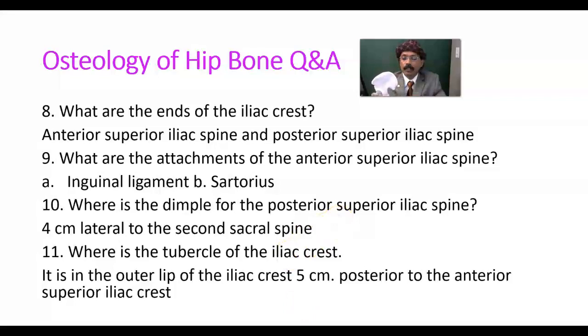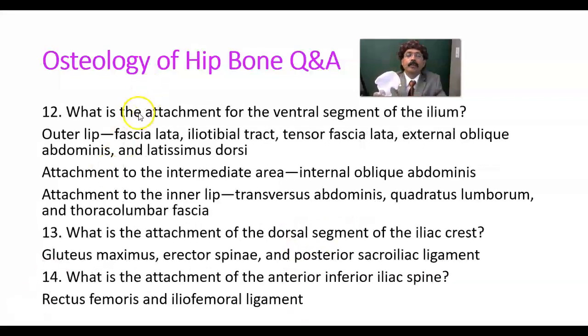Okay, we got that. Now, what are the attachments of the ventral segment of the iliac crest? We just discussed that part. What is the attachment of the dorsal segment of the iliac crest? We discussed. What is the attachment of the anterior inferior iliac spine? We have to know that. Rectus femoris. Which head of the rectus femoris? The straight head, plus the iliofemoral ligament.